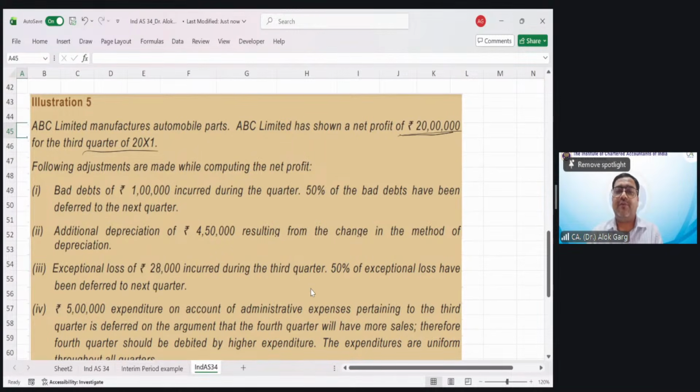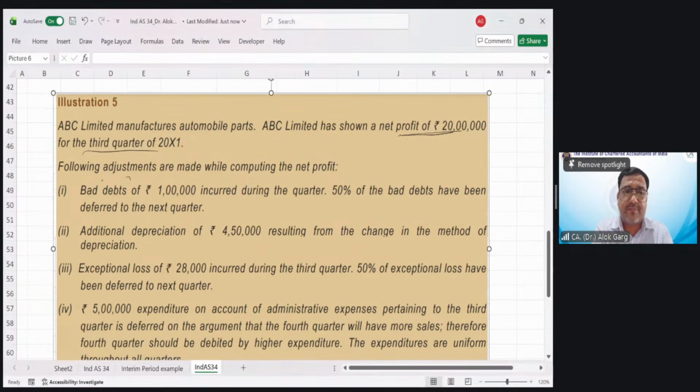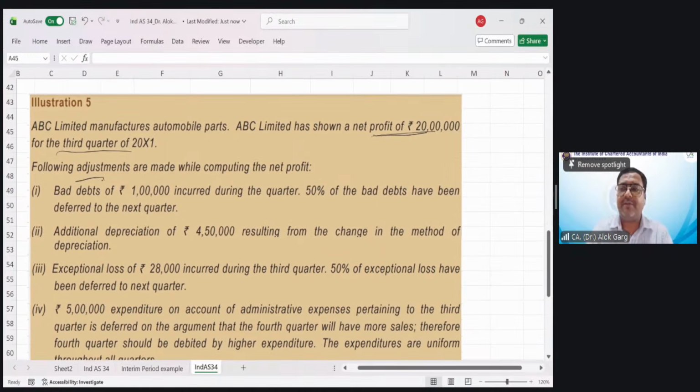Following adjustments are made while computing the net profit.